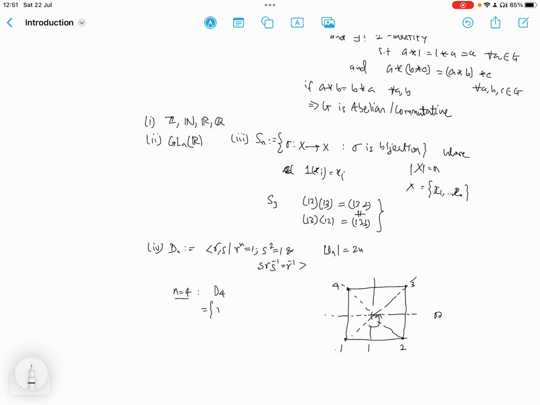So you can go with one rotation, then two, then three, and when you do it again, you get the identity. You can take one reflection, and from this relation, you get the other ones: RS, R^2 S, and R^3 S. And you can easily see that all these, S R to the power i, are reflections.